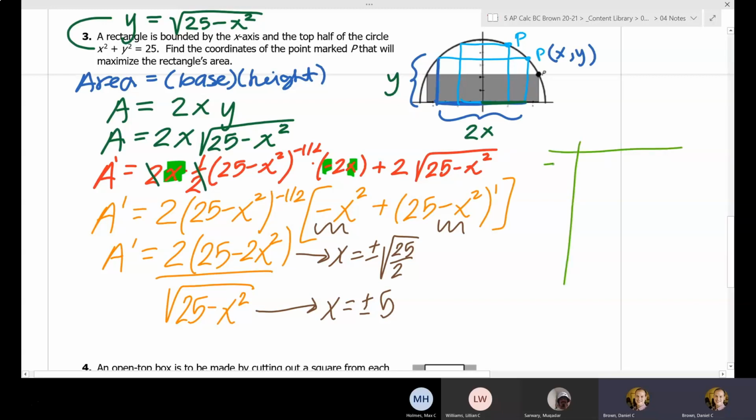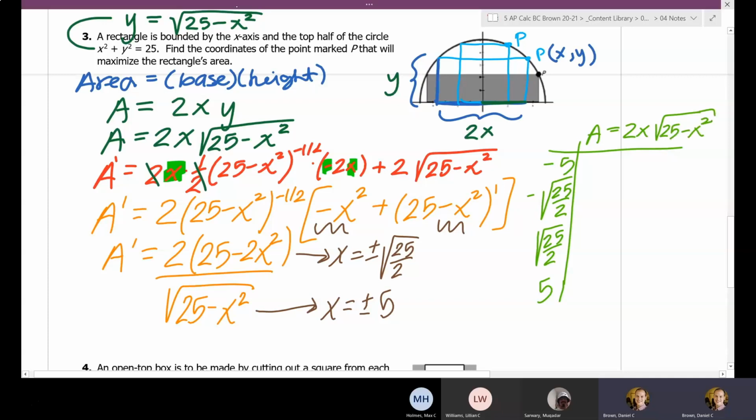So I have my critical points, and I'm just going to put them in order. That's what I'm used to doing when we do a candidates test. And remember, when you make a candidates test, you always plug it into the original equation. So we want to find a maximum area, so I'm going to be plugging this into the area equation. You don't have to plug it in completely if you can see where it's headed, because some of these you can eliminate pretty quickly.